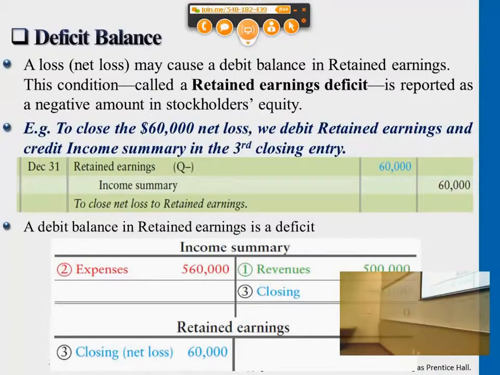Okay, so here's a contra example. Earlier we talked about net income. This is an example of net loss. When you close the account, income summary will be credited, and retained earnings will be reduced, so debit the retained earnings account. So on the balance sheet, you see a bracket around that number.